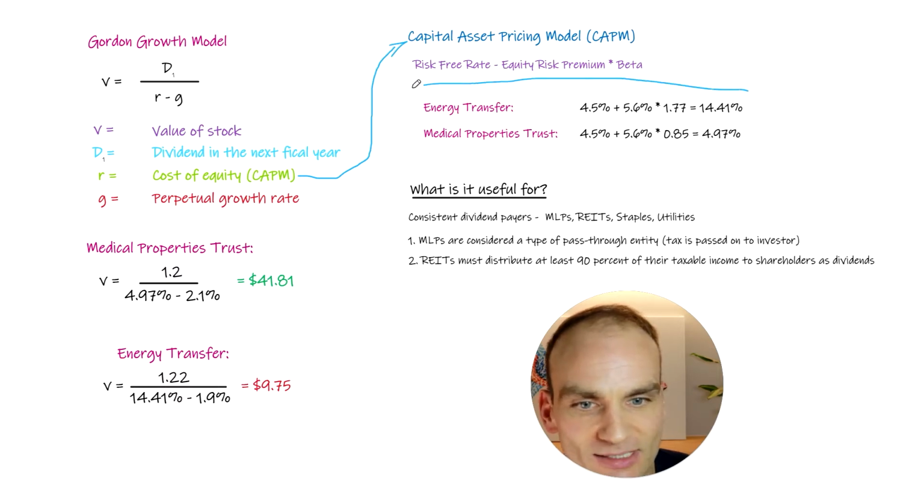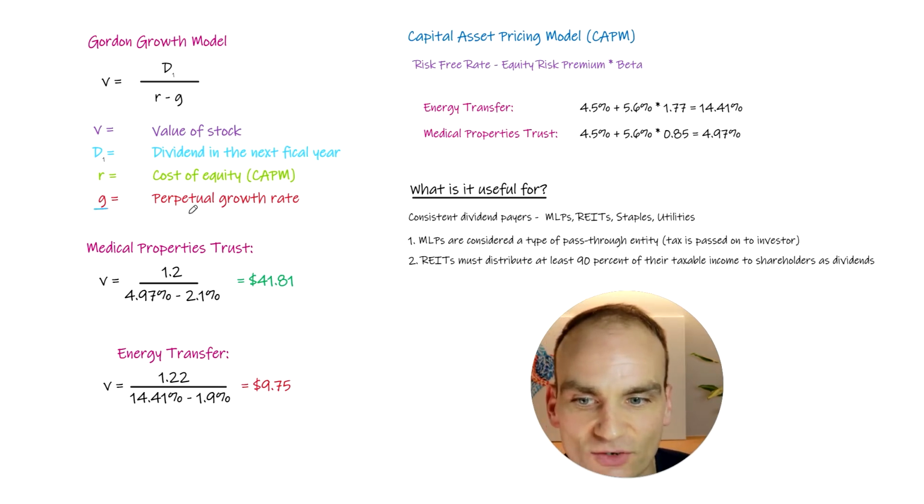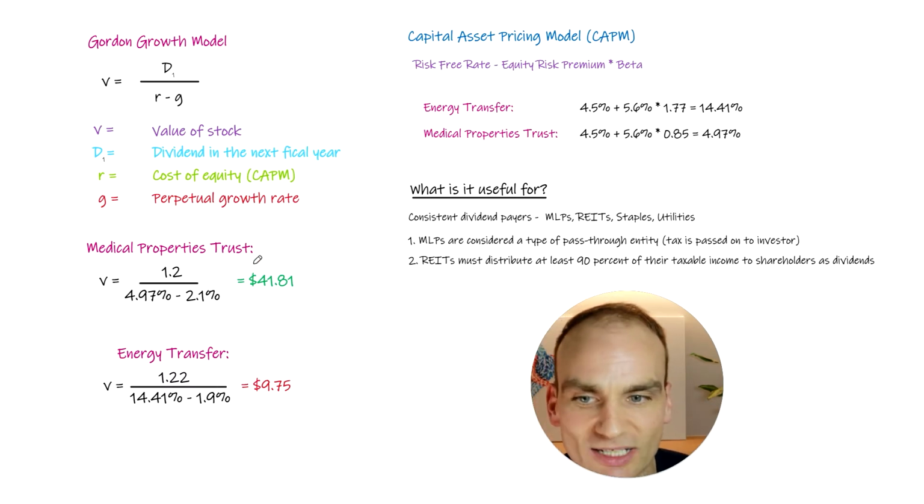We're going to calculate the cost of equity for the two examples that we have, an MLP and a REIT. And then finally, the perpetual growth rate. At what rate is this dividend going to grow in perpetuity? Once we have all that data, it'll give us an expected value, and it'll give us an idea of whether a company is undervalued or overvalued and a potential target, something to consider.